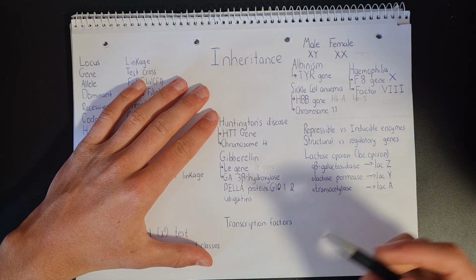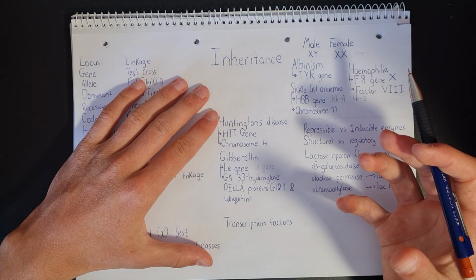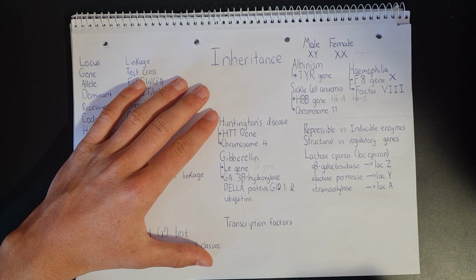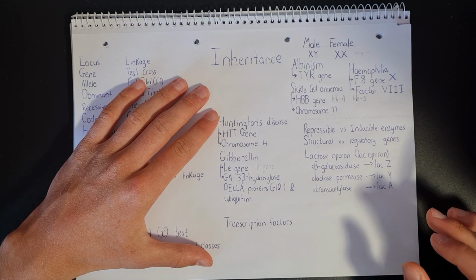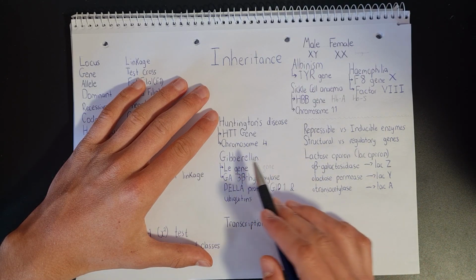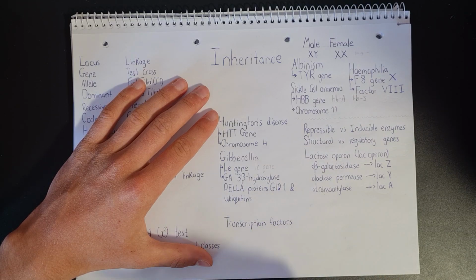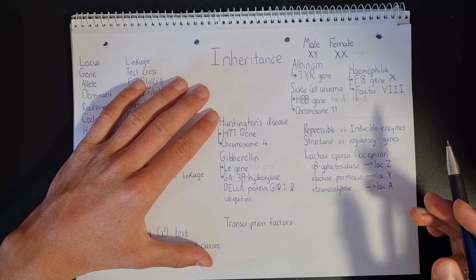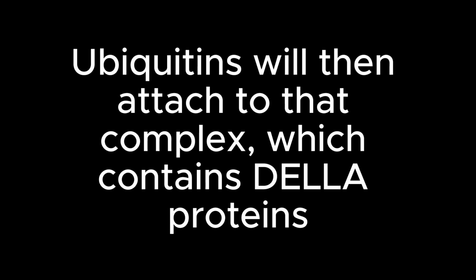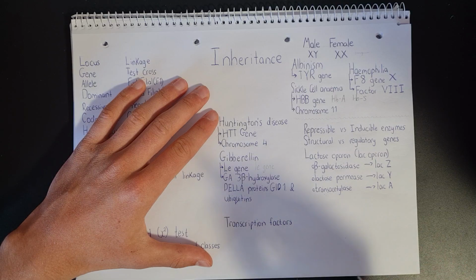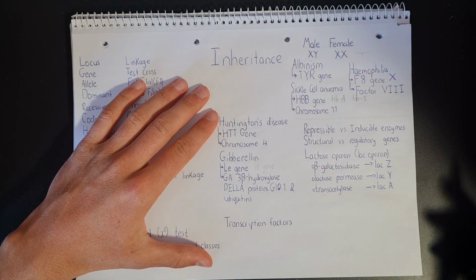So now that we've looked at transcription factors, let's look at gibberellin and its role in stem elongation. So in plant cells, there are proteins called DELLA proteins, and these attach to transcription factors and prevent them from enabling the RNA polymerase to begin transcription. So what happens with gibberellin is that it will attach to a receptor within the plant cell called GID1, forming a gibberellin receptor complex. And the ubiquitins will mark that complex for destruction by an enzyme called proteasome.